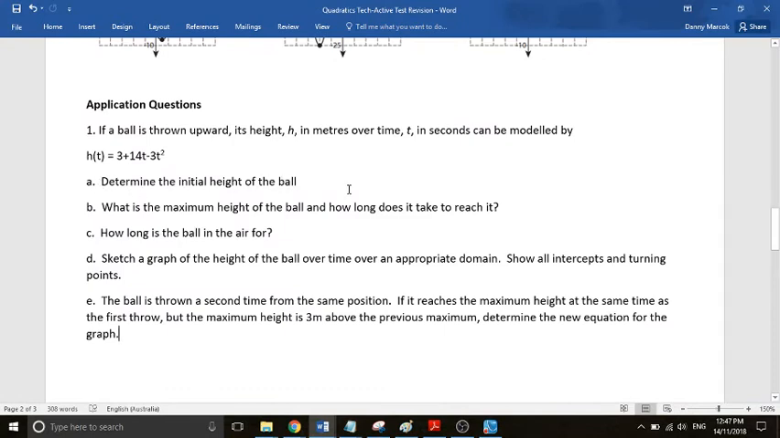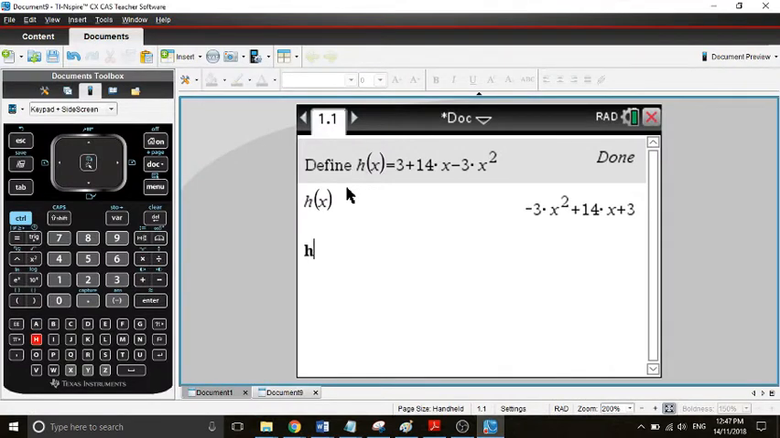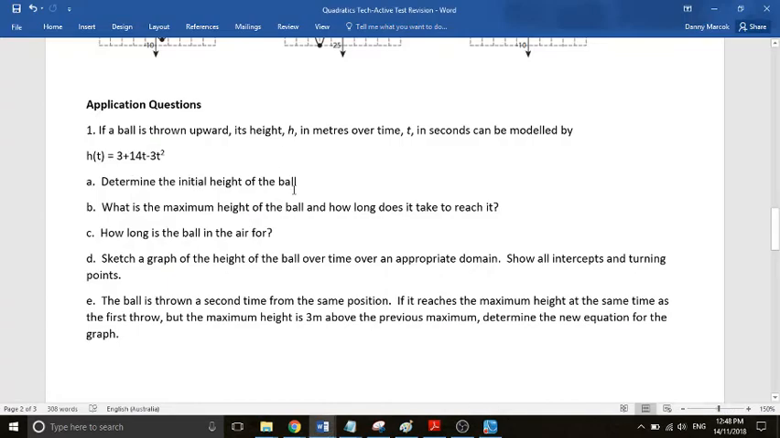So we're going to determine the initial height of the ball. Initial height is when t equals what? 0. So I'm going to say h of 0 happens at 3. And that's all we'd have to write there. So it's 3, we'd say 3 meters because we're writing in units. So the initial height of the ball is 3 meters.